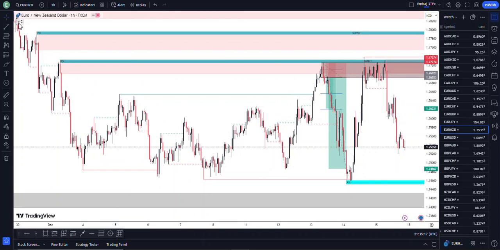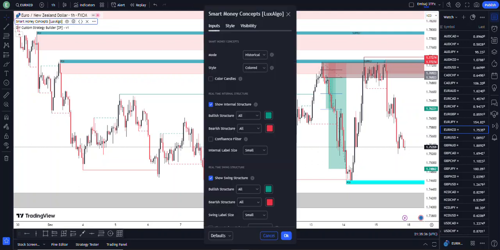Right, so these are the two indicators we're looking at on this strategy. So we are using the smart money concept, LuxAlgo, right? So on the setting, this is what we have. Yeah, so this is my setting on this strategy.